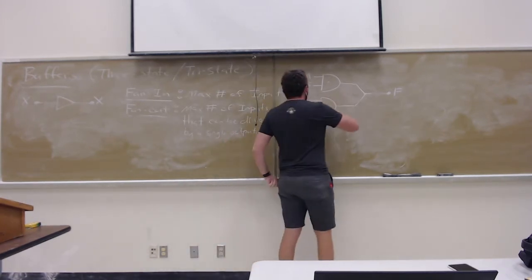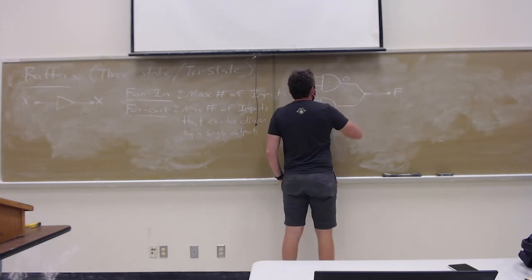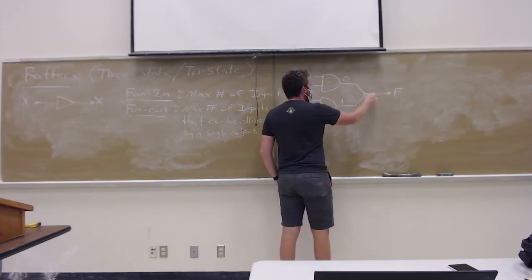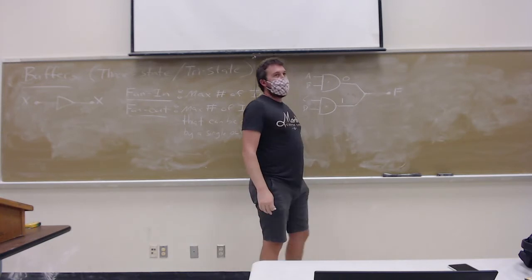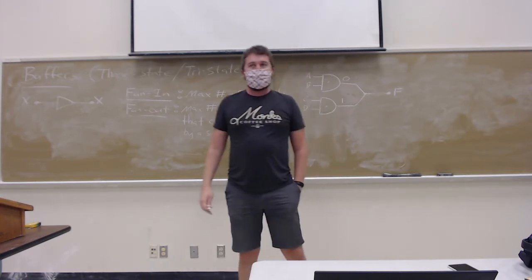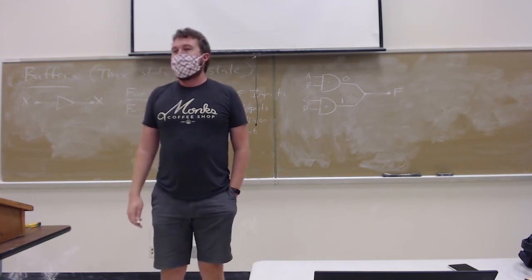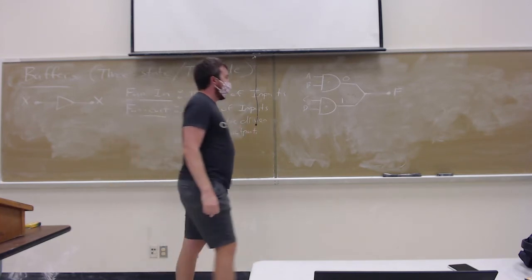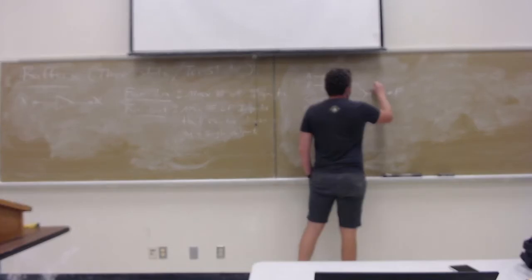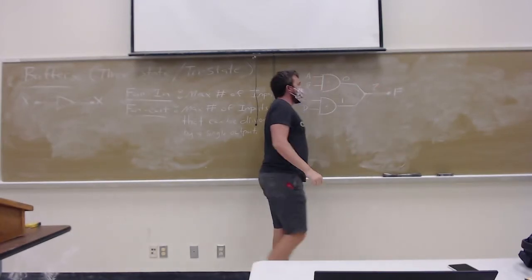Because what if that's a 0 and that's a 1? What are we going to have here? An F. We don't know. That's the point, right? Do you know what the operator is? What's being done? The answer is you don't know.